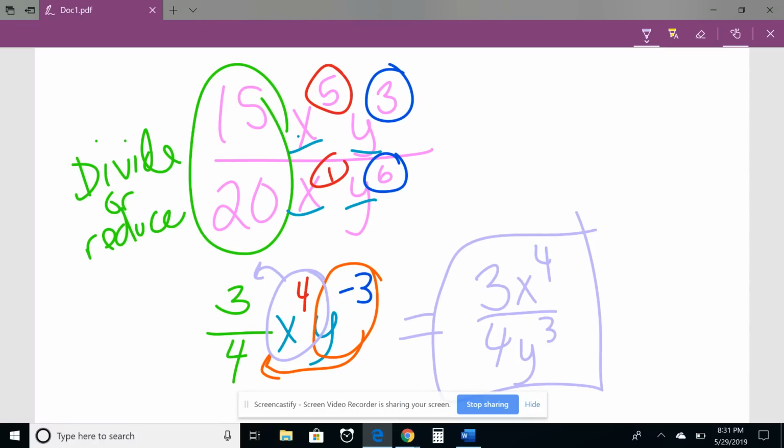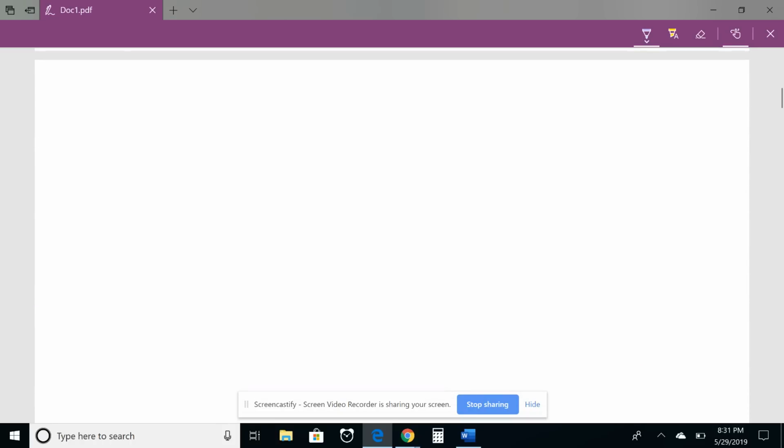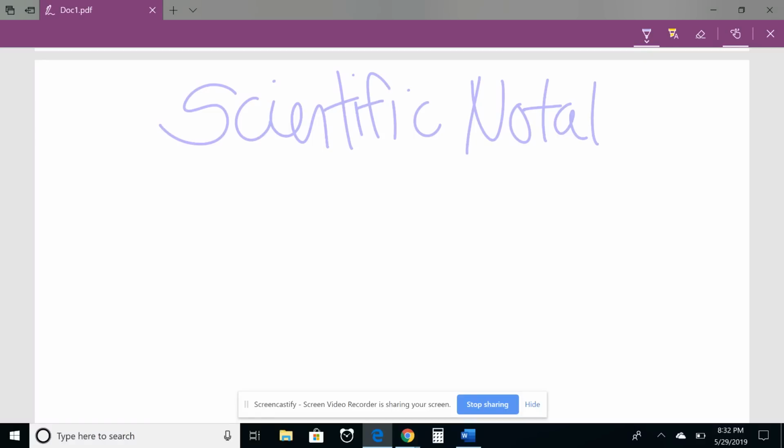Okay, so those are the basics with operations with exponents. Now, let's get into scientific notation. A number is written in scientific notation usually for either really big numbers or really small numbers. So, for example, if I had the number 4,030,000, and I wanted to write this in scientific notation.